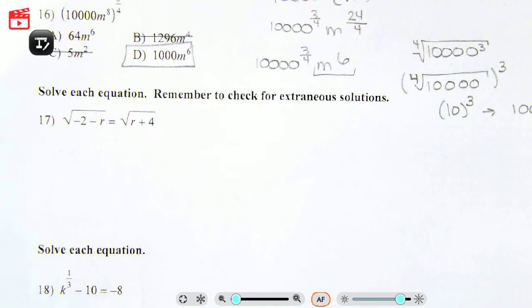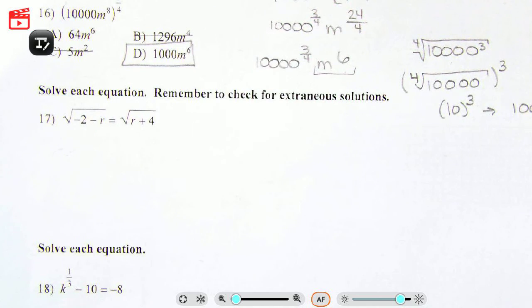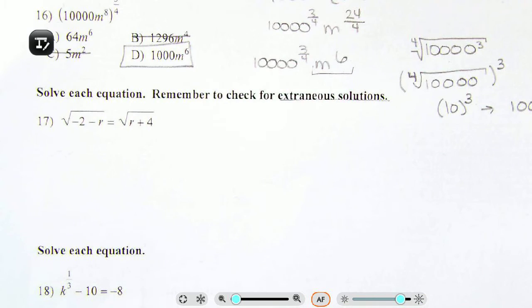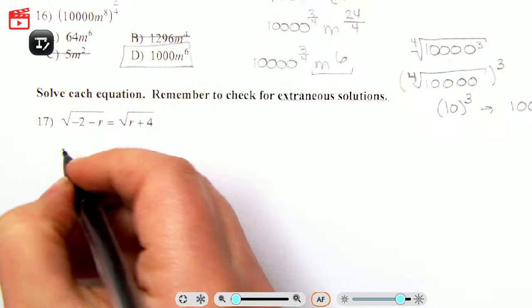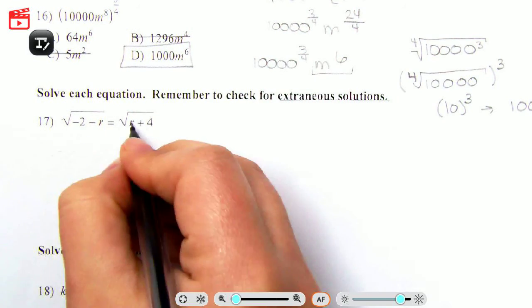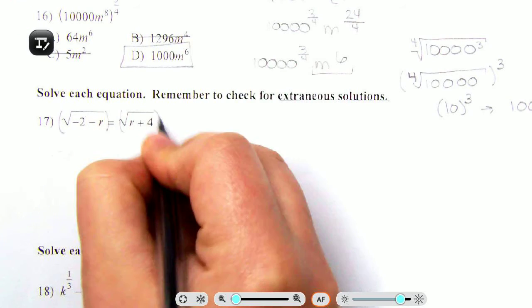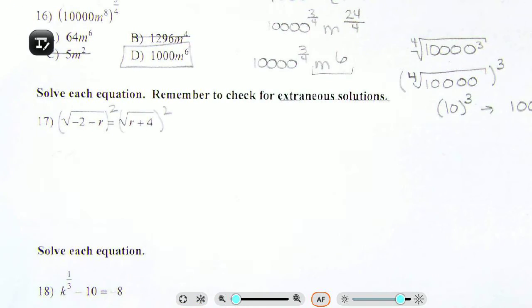Solve each equation. Moving on to number 17. Remember to check for extraneous solutions. Remember that with extraneous solutions, we've got to take our answer, plug it back in, and make sure it works. First thing I notice is both of these have a square root, so I'm going to square both sides. Again, what you do to one side, you do to the other.